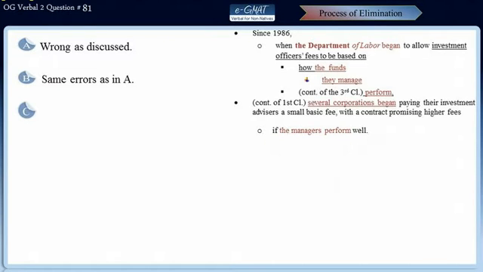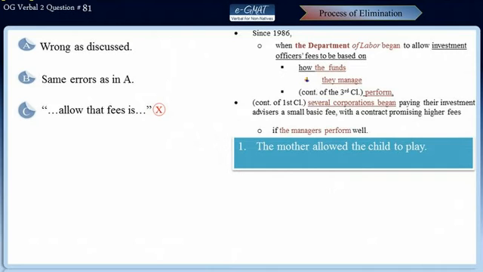Well, choice C is again incorrect because use of that clause is incorrect after allow. When we say allow, we say allow someone to do something. Let's take an example. The mother allowed the child to play. This is the correct sentence. If we say this as the mother allowed that the child can play, this is not the correct structure. So allow is generally followed by the to verb form. Hence use of that clause after allow is incorrect, and that makes choice C incorrect. Let's take a look at choice D now.